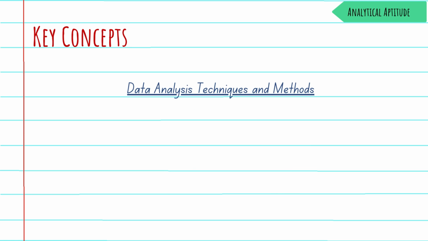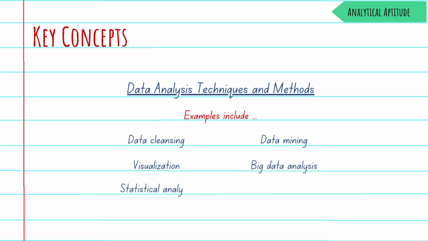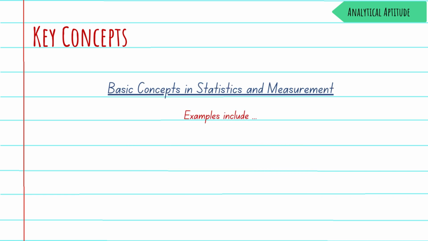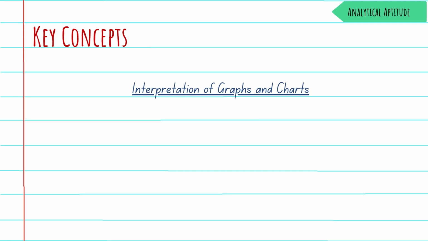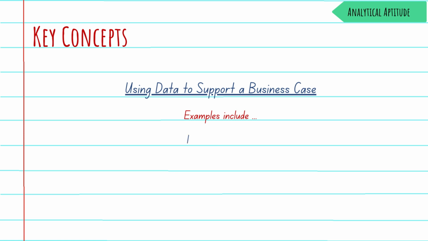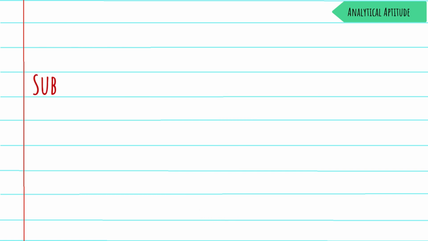Data analysis techniques and methods include data cleansing and mining, visualization, big data analysis, statistical analysis, and predictive analysis. Some basic concepts of statistics and measurement are descriptive statistics, correlation, reliability, and validity. Interpreting graphs and charts includes graphics like bar charts, line graphs, scatter plots, and histographs, while data used to support a business case might include things like interpretation, visualization, graphical representation, and storytelling.